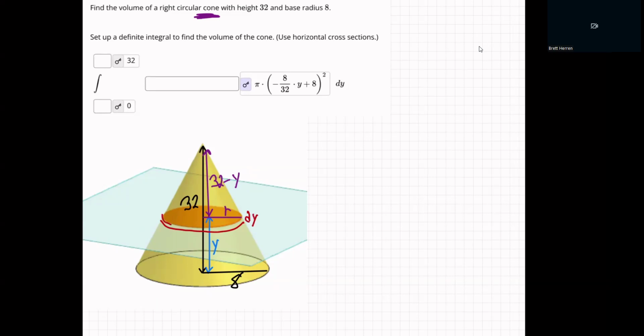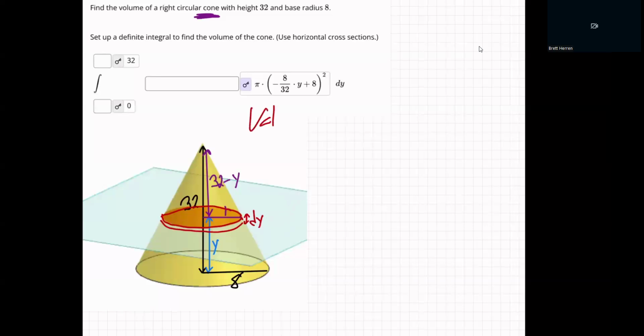That's how thick it is. So thickness dy right here. Honestly, that's what dy is, the thickness.